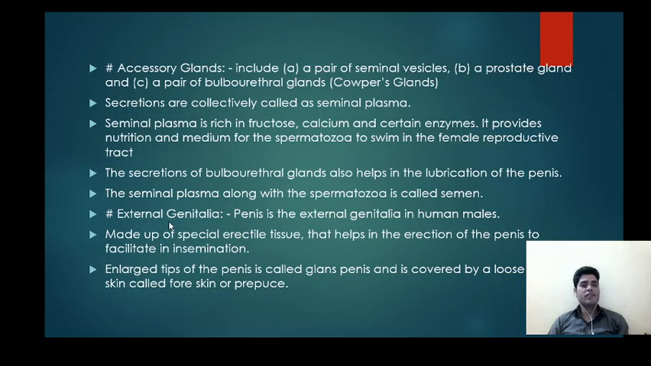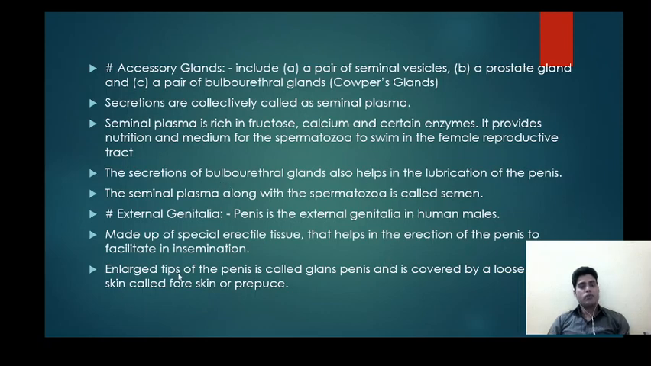Now we move towards the next part, that is the external genitalia. The external genitalia consists of the penis. The penis is the external genitalia in human males. It is made up of a special kind of erectile tissue that helps in the erection of the penis to facilitate insemination. So that means it has a special kind of tissue. It has certain open spaces which are known as sinuses, and when these sinuses get filled with blood, that leads to the erection of the penis, and the erect penis is responsible for insemination.